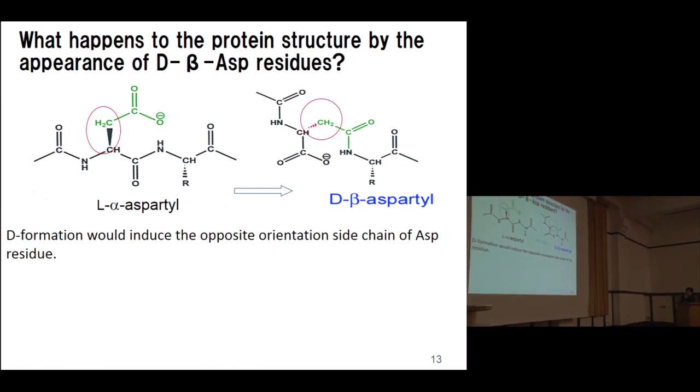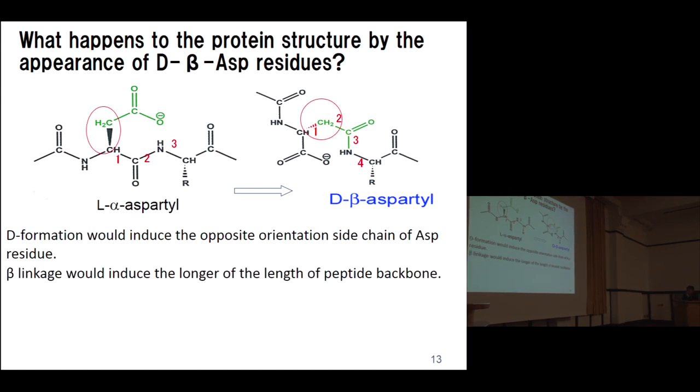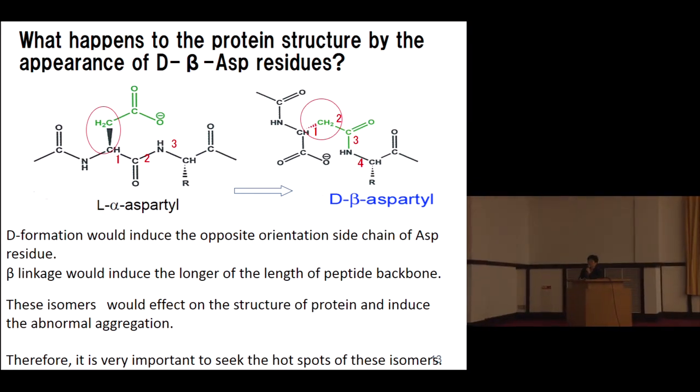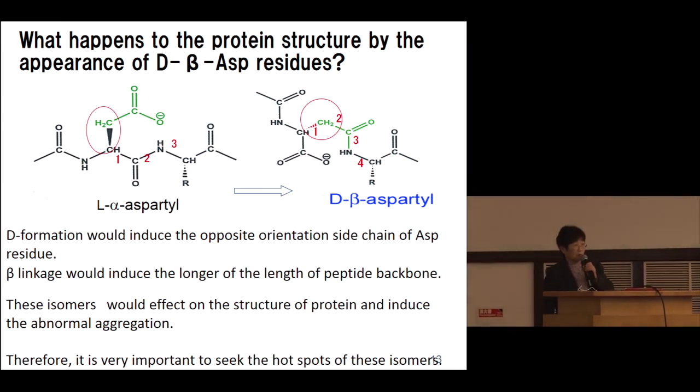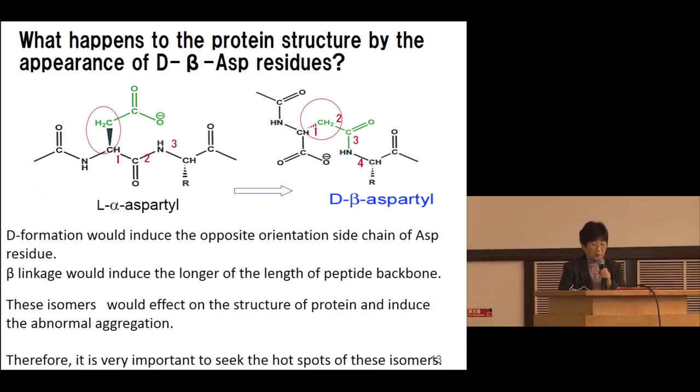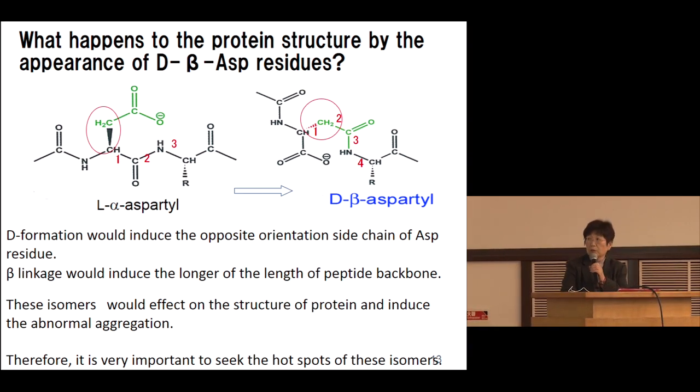This one is normal L-alpha aspartic acid. The number of bonds to the next C-alpha of the amino acid is 1, 2, 3. But in the case of D-beta aspartyl residues, it is 1, 2, 3, 4. So that is a problem. Beta linkage would lengthen the peptide backbone. These isomers affect the structure of protein and induce abnormal aggregation. Therefore, it is very important to seek the hot spots of these isomers in protein.